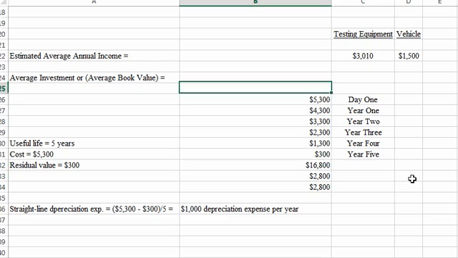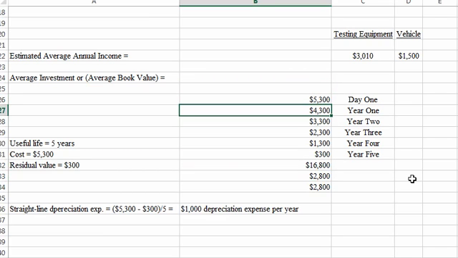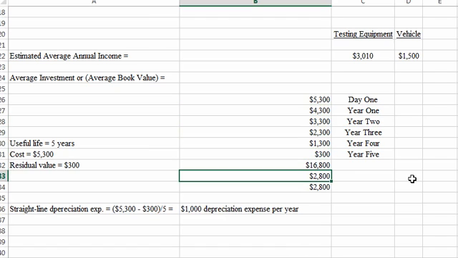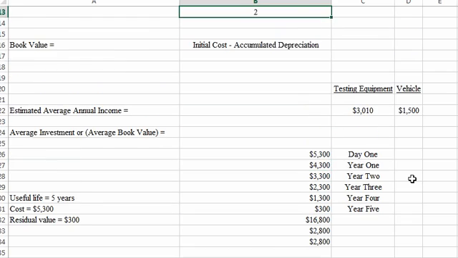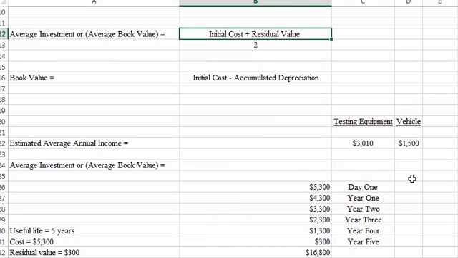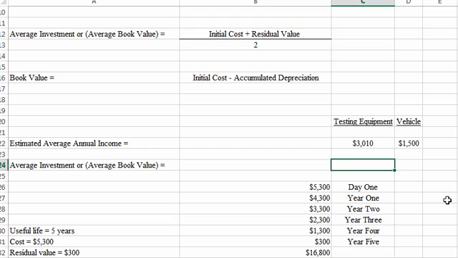You got to take book value on day 1, book value at the end of each of the 5 years, add those together, divide by 6. Well, that gives you average book value. But you can also get it just by saying initial cost plus residual value divided by 2. To me, that doesn't usually make much sense, that formula, unless you've seen the long version. So let's do our average. I'm going to clear this out now.